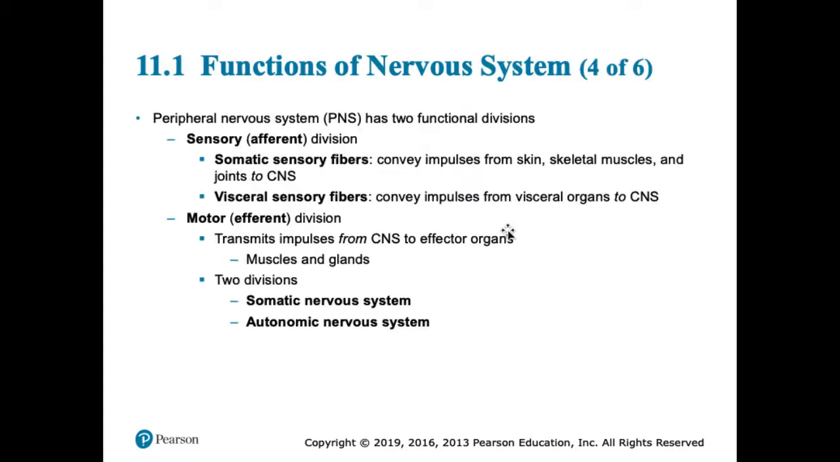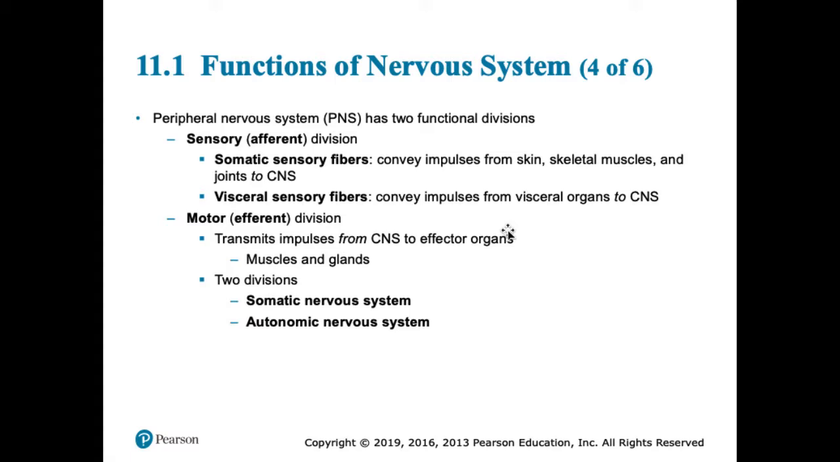The peripheral nervous system, or PNS, has two functions. It has the sensory afferent division, with somatic sensory fibers that convey impulses from the skin, the skeletal muscles, and joints to the central nervous system. And then you have visceral sensory fibers, which convey impulses from the visceral organs to the central nervous system. So those are the two aspects of the afferent, or sensory, division.